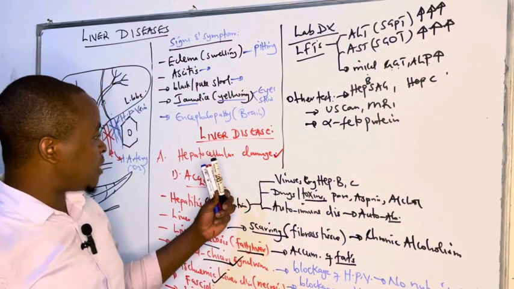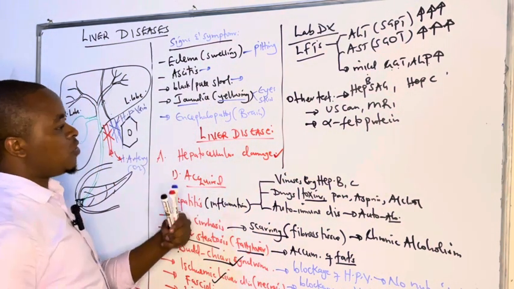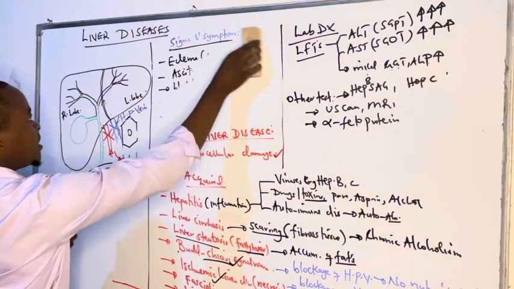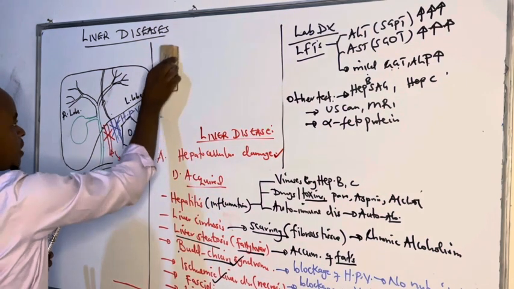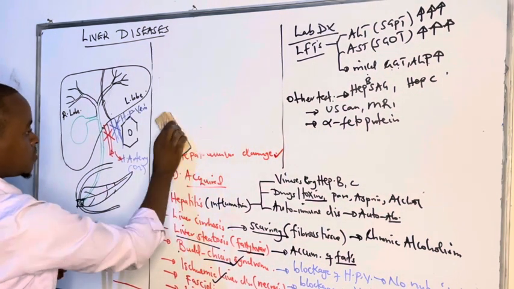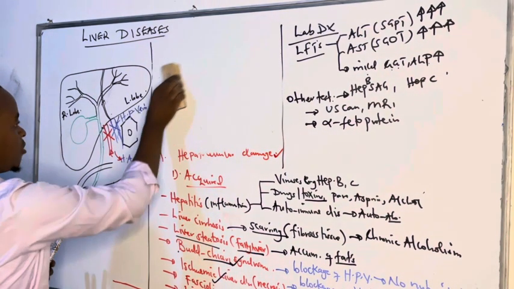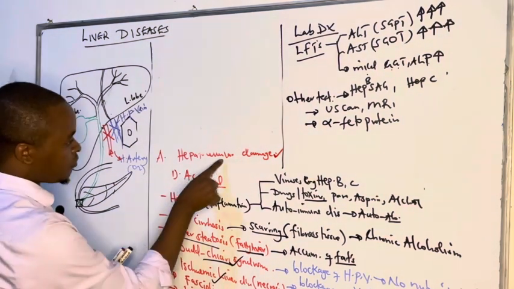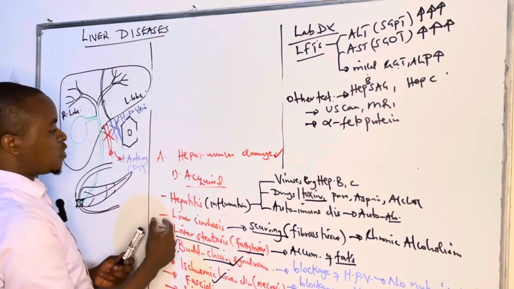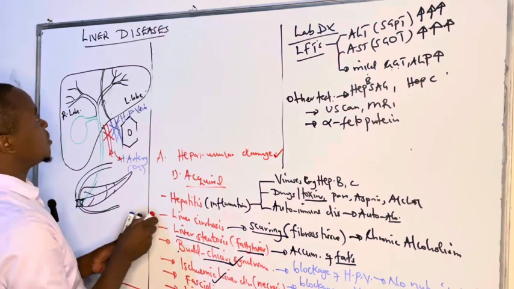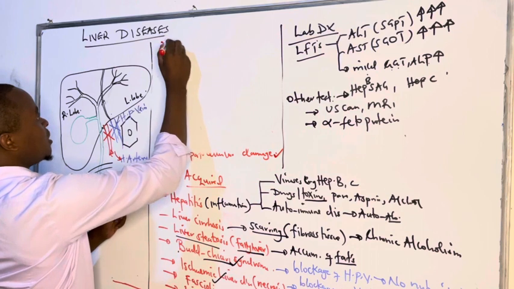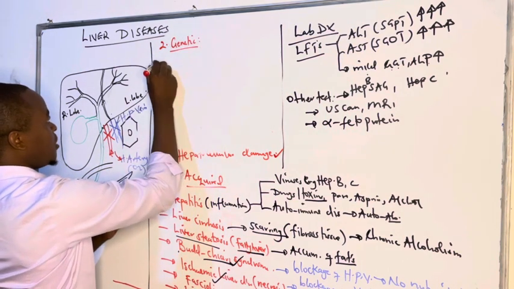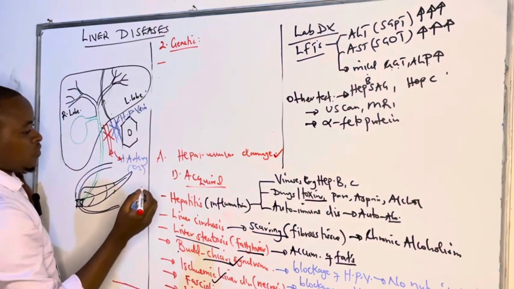Then lastly, under hepatocellular causes, we are going to look at genetic causes of hepatocellular damage. Number one was acquired causes of hepatocellular damage, but now we want to look at genetic causes. So number two under hepatocellular is genetic or inherited.